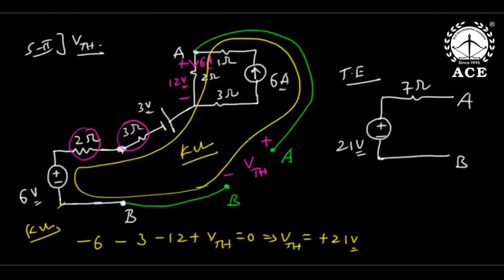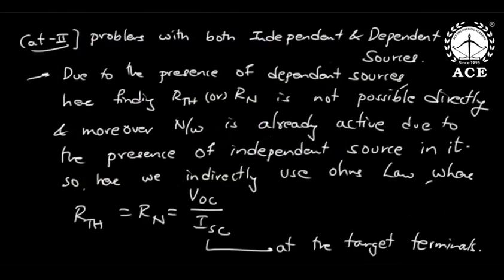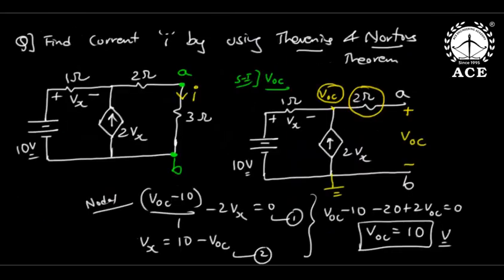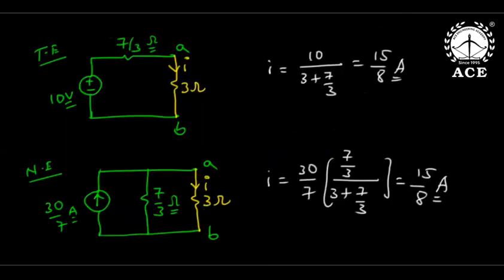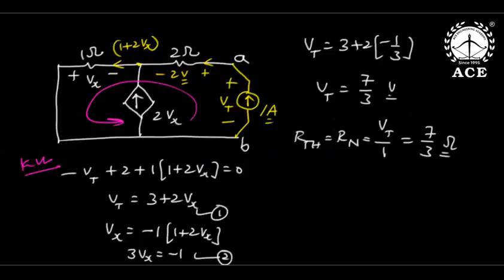Okay, very interesting bits also I did. Then we came to category 2. Category 2 problems are both with independent and dependent sources. Here, dependent source resistance has to be considered, and moreover, the independent source is already active. So here we cannot inject voltage or current. Instead, we do VOC by ISC, but follow passive notation here. And if only resistance, we can also do it directly.